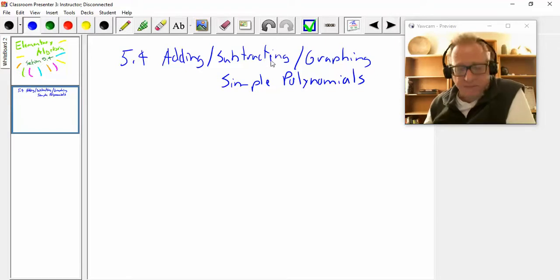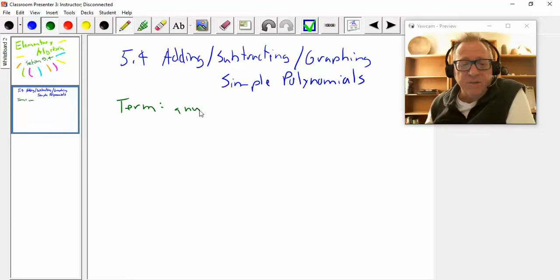So let's do that. But before we do that, I have to review something that we talked about several times over the course of the last 6 weeks, but we need to do it again. First of all, we need to define what a term is. What is a term? A term is a number, a variable, or a product or quotient of numbers.